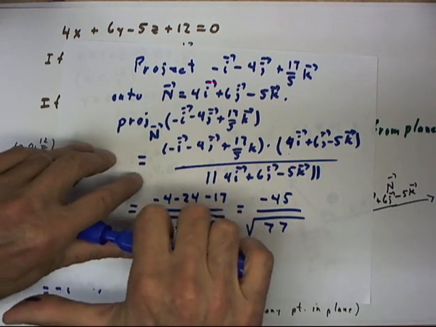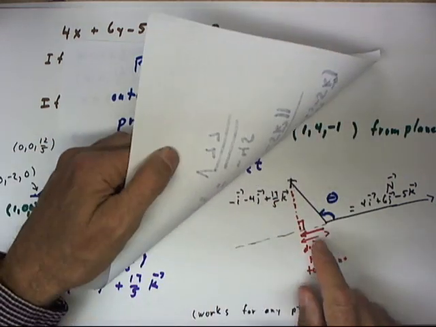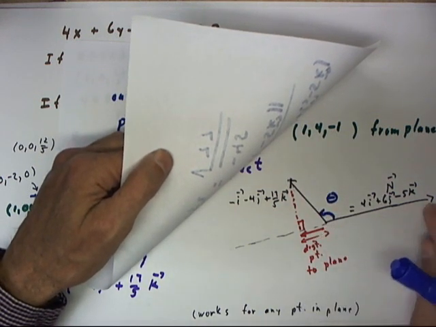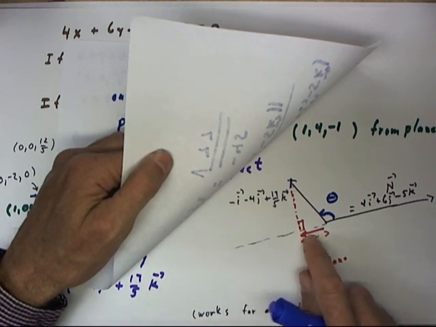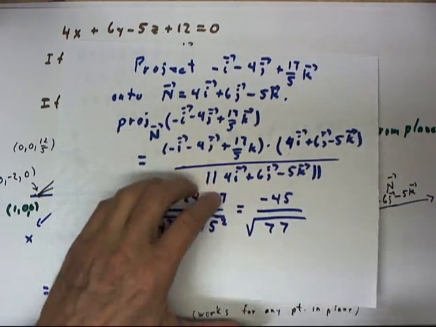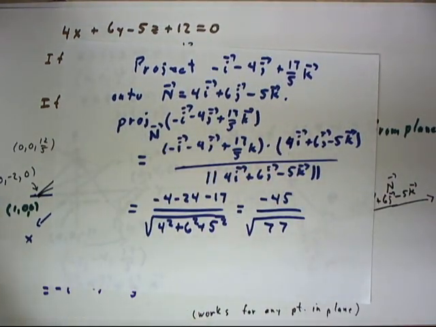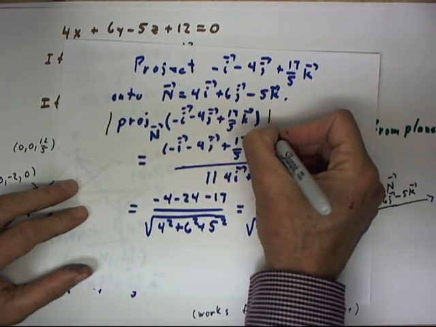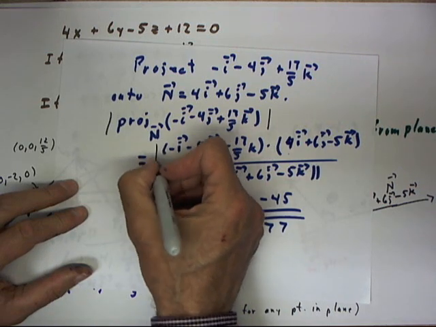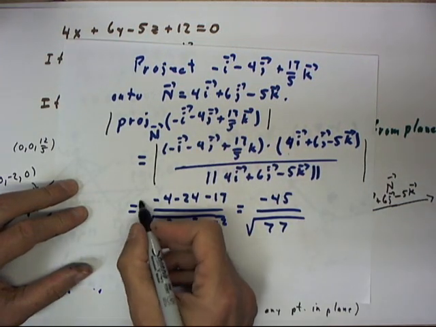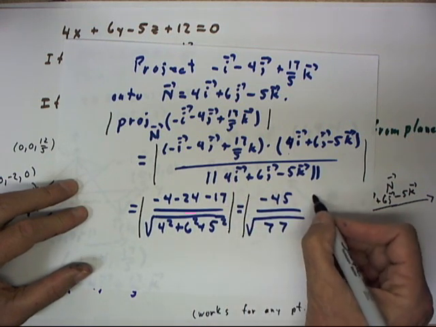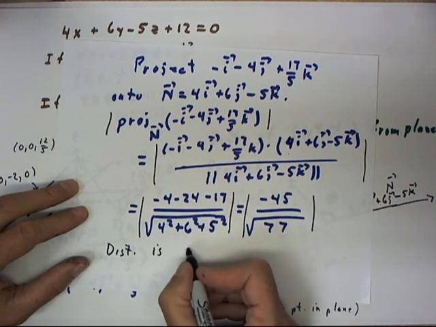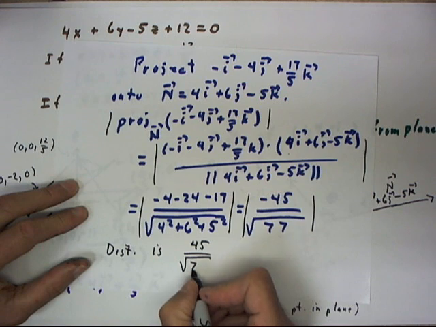Now that's not actually a distance, that's negative, and as we see from the picture here, this vector is at an angle greater than 90 degrees with respect to the normal, so the projection actually goes in the direction opposite that of the normal vector, and that's why we have a negative here. If we want to make this into a distance, we just go ahead and put absolute value signs around it. Put absolute value signs around this, around this, and around this, and we find that the distance is 45 over the square root of 77.